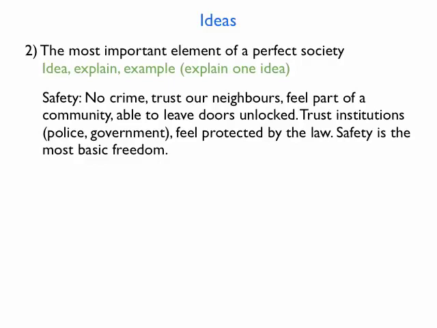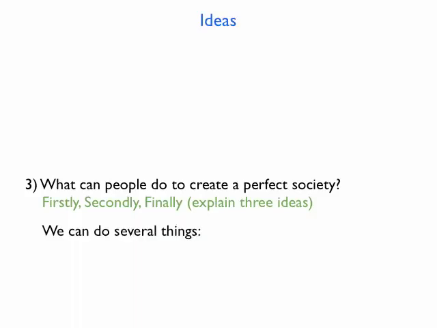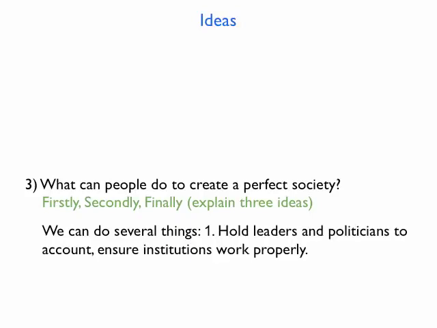Now let's plan paragraph 3. What can people do to create a perfect society? For this paragraph, I think it would be easy to use a firstly, secondly, finally structure to explain 3 different things that people could do. So I'd start by writing that we can do several things. Then the first point could be hold leaders to account and ensure institutions work properly. This idea relates to the point about trust in the police, government, etc. in paragraph 2. Hold to account means making sure they do their jobs properly and for the benefit of everyone.